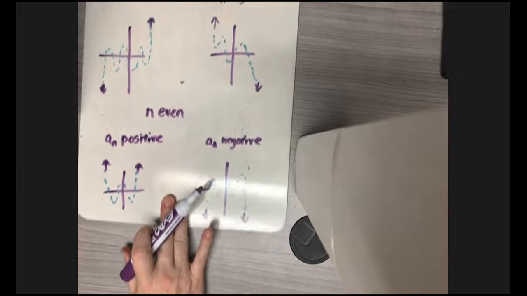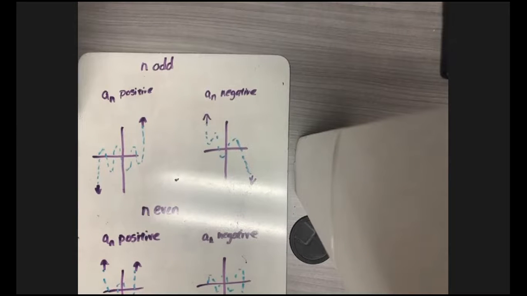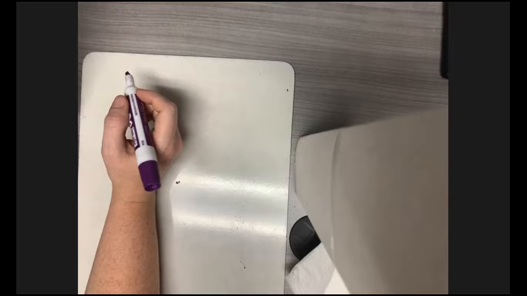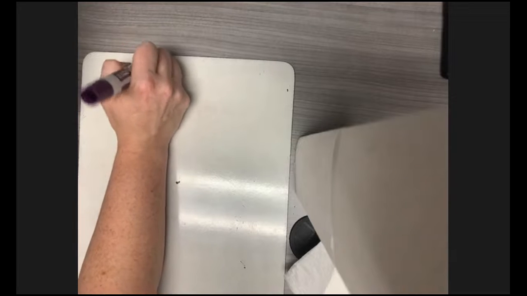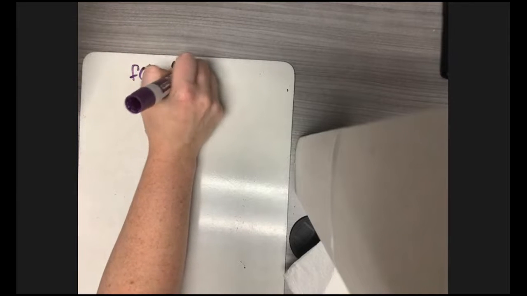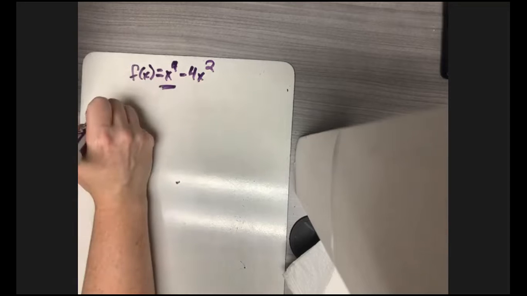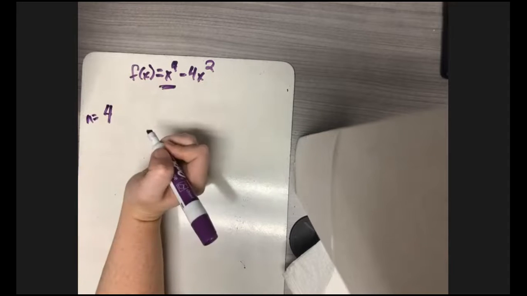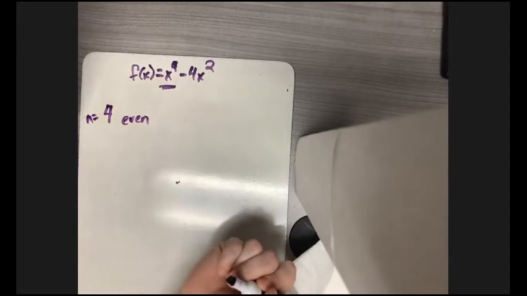Now, taking a look at a couple of examples for this, okay, kind of coming back from our PowerPoint. The first example that we're going to look at, and they just want us to determine the end behavior, is we have f of x equals x to the 4th minus 4x squared. Now, the only part of this that we care about is this first term. Now, biggest power is a 4. So n is 4. This is even, okay? So we know it's going to be either both up or both down.